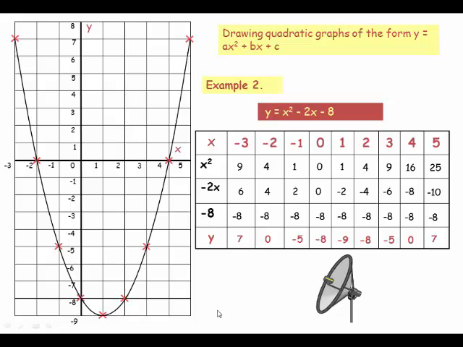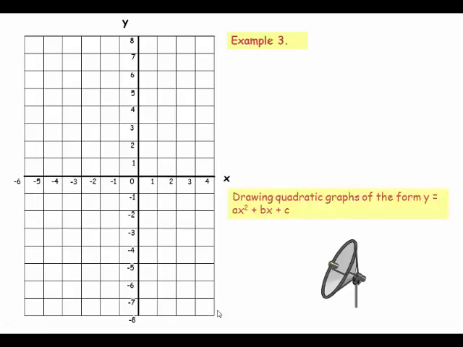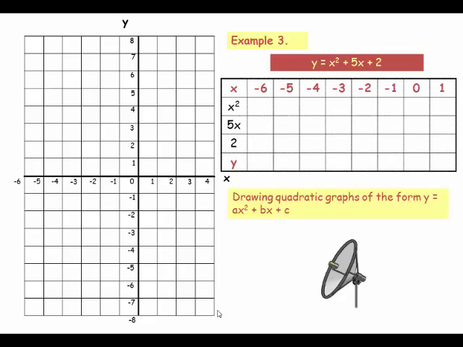Okay, on to the third example. The example here is another trinomial, y equals x squared plus 5x plus 2. So we set up our table. In this case, we're going to use the values from negative 6 to positive 1. We put those x values into the three parts of the rule. So negative 6 squared becomes positive 36, then positive 25, then 16, etc. So we complete our row.